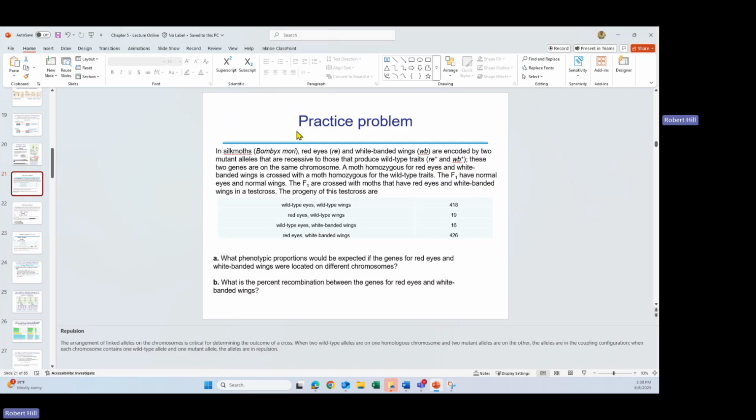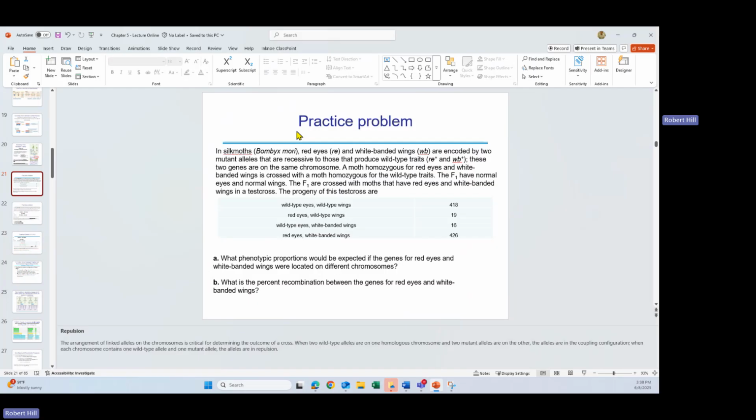All right, so we've got red eyes, RE, and we've got white banded wings, WB. It looks like right off the bat, those are the recessive traits. They're encoded by two mutant alleles that are recessive to those that produce the wild type traits, which are RE plus and WB plus. So remember, WB is white banded, which describes the wings, and RE describes the eye color. Okay.